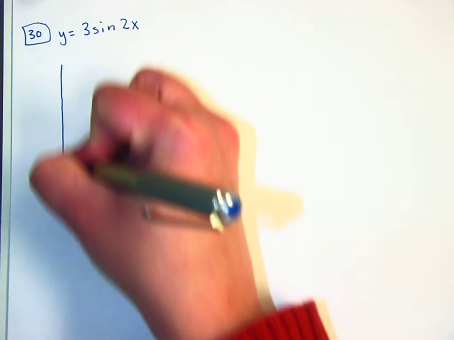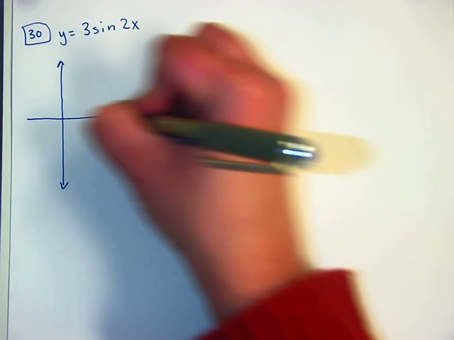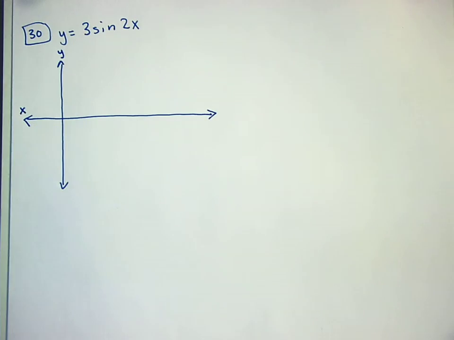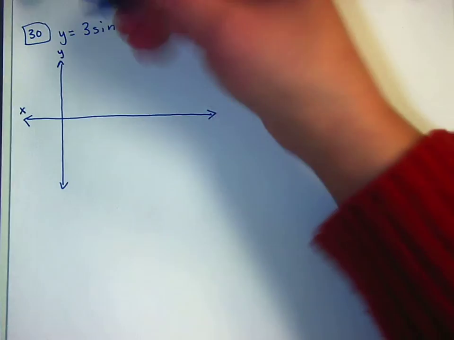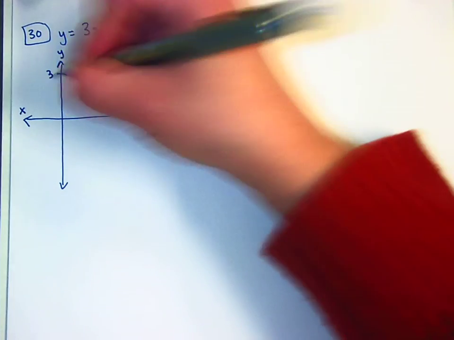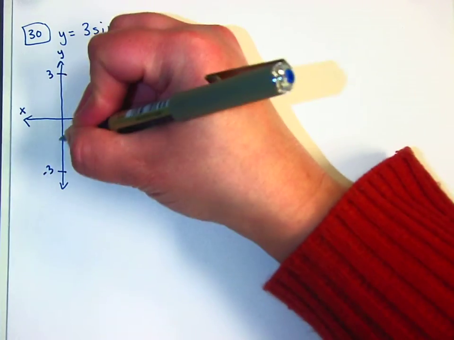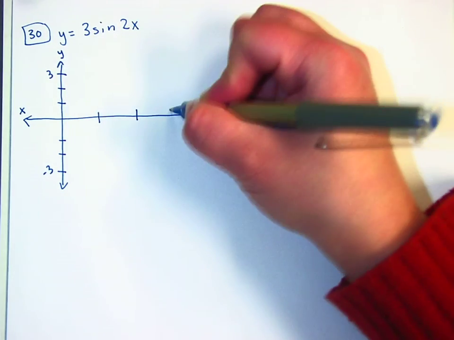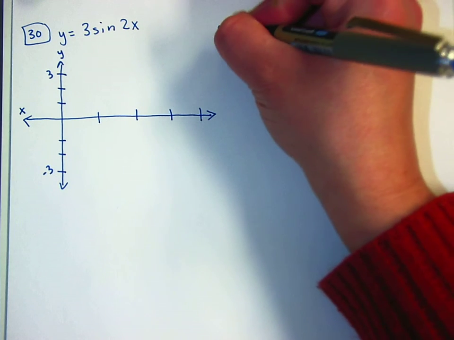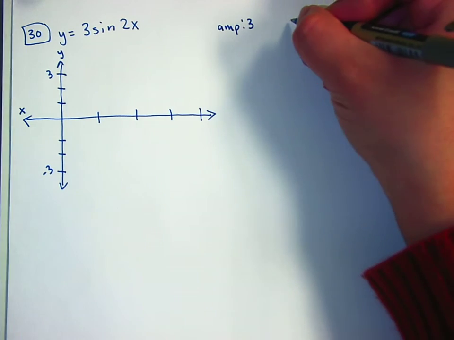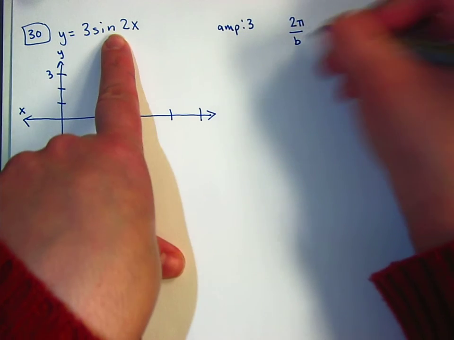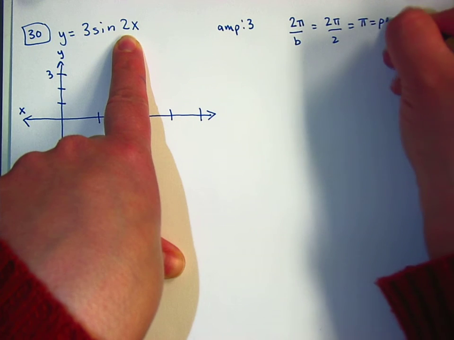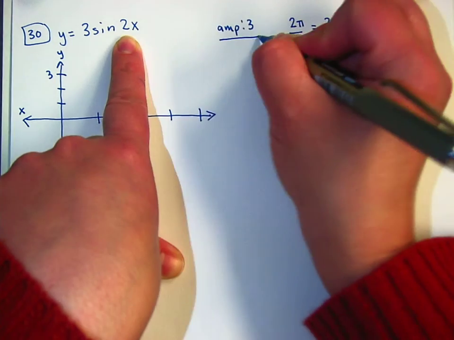Okay, so I'm going to draw my axes. Right now, nothing has moved up or down, nothing's moved left or right, so we know that it's always going to look like this so far. It's got a 3 in front of it, so I know I'm going to go up to 3 and down to -3. I know I need 4 tallies: 1, 2, 3, 4. I'm going to write down that my amplitude this time is 3. The period is 2 pi divided by b, or 2 pi divided by 2, which is pi. Okay, so my period is pi, my amplitude is 3.